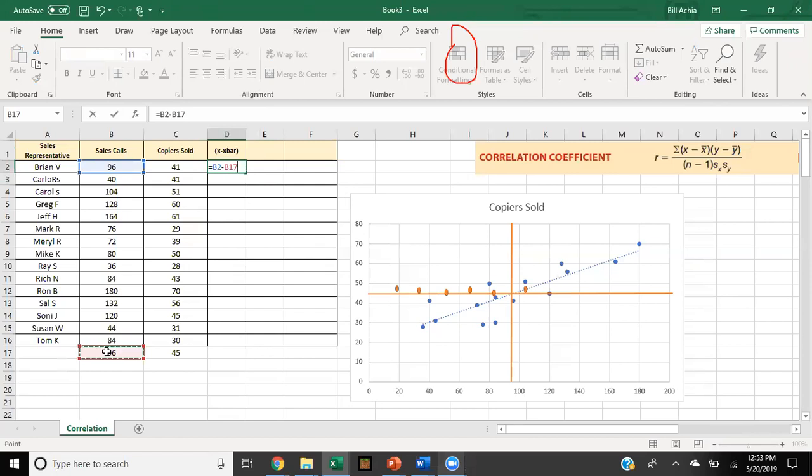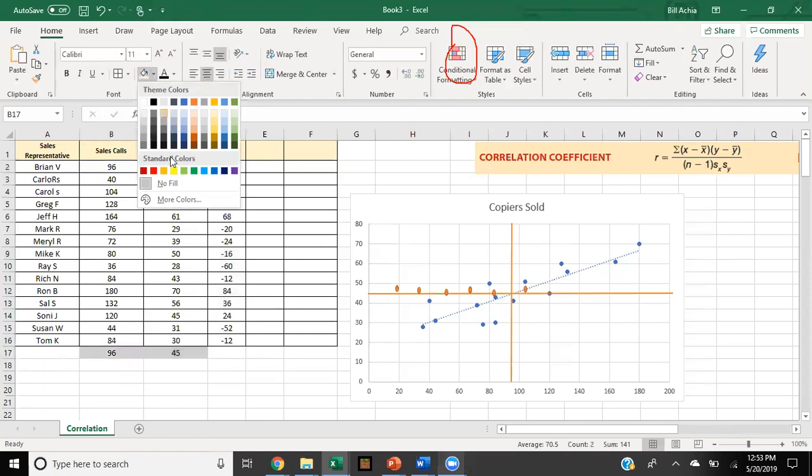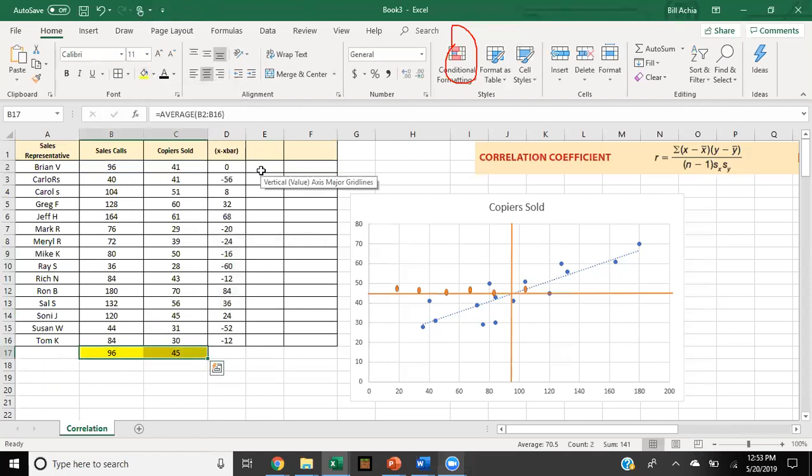Okay, now before I hit enter, I'm going to hit F4 to hold this constant so that I can drag that formula down. That way, if I'm dragging the formula, it's not taking me past where our averages are over here. And I'm going to do the exact same thing for the number of copiers sold. I'm going to take the value here, subtract the average from it, and that's going to give us a value that we call y minus y bar.